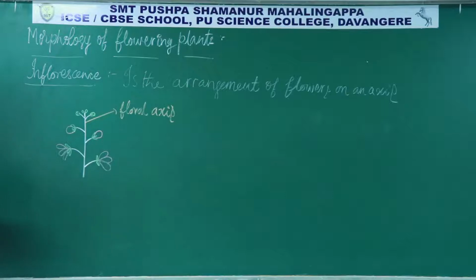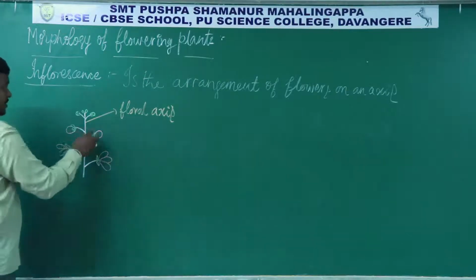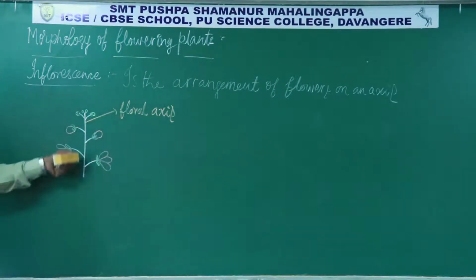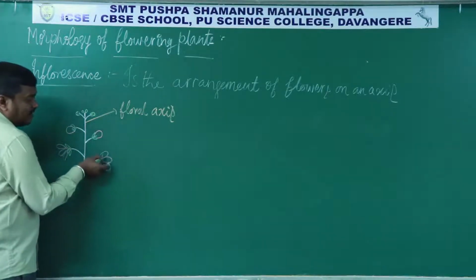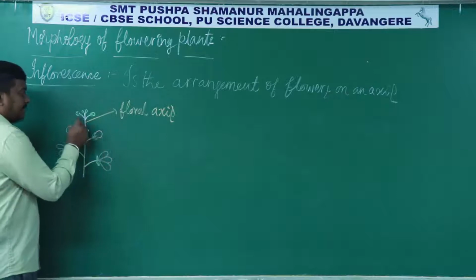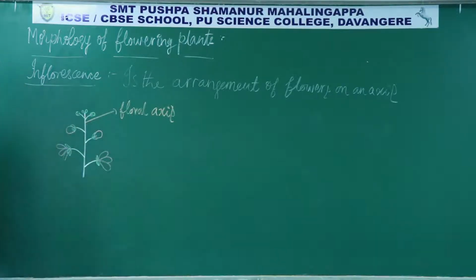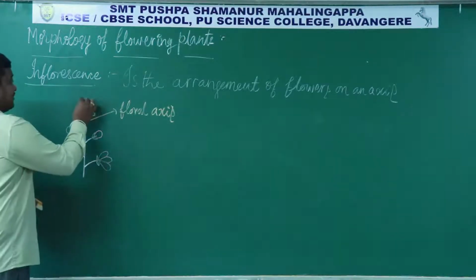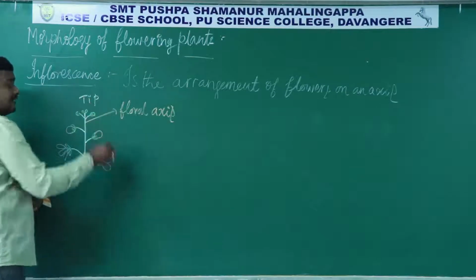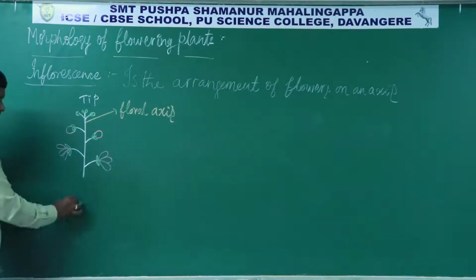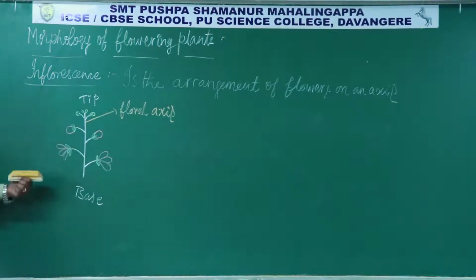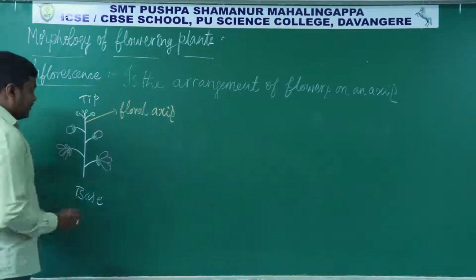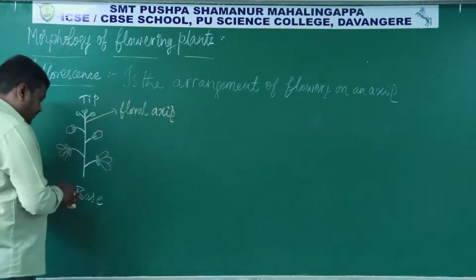Okay, so this is a floral axis. On the floral axis, flowers are arranged like this. You can observe here that the whole flower is already bloomed, but here is in a bud condition, a very young condition. This is the tip of the floral axis, and this is the base. So tip and base are present here.